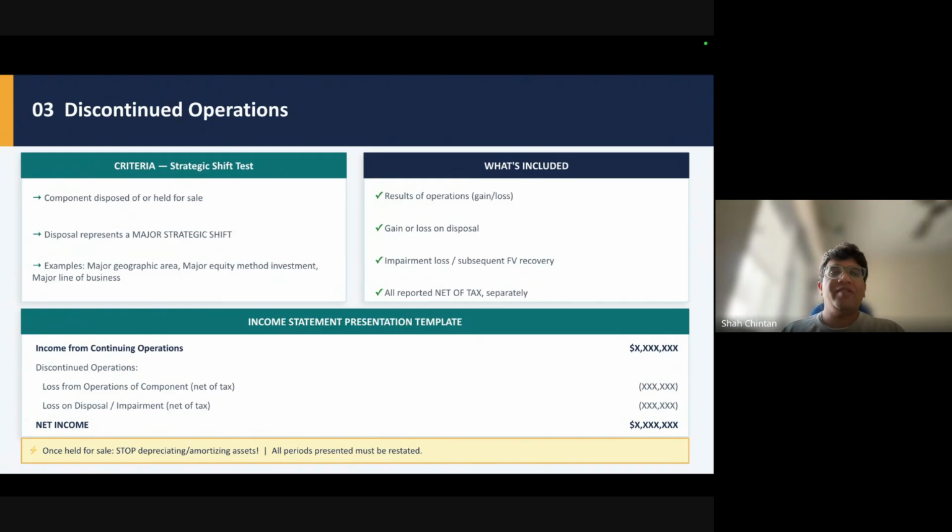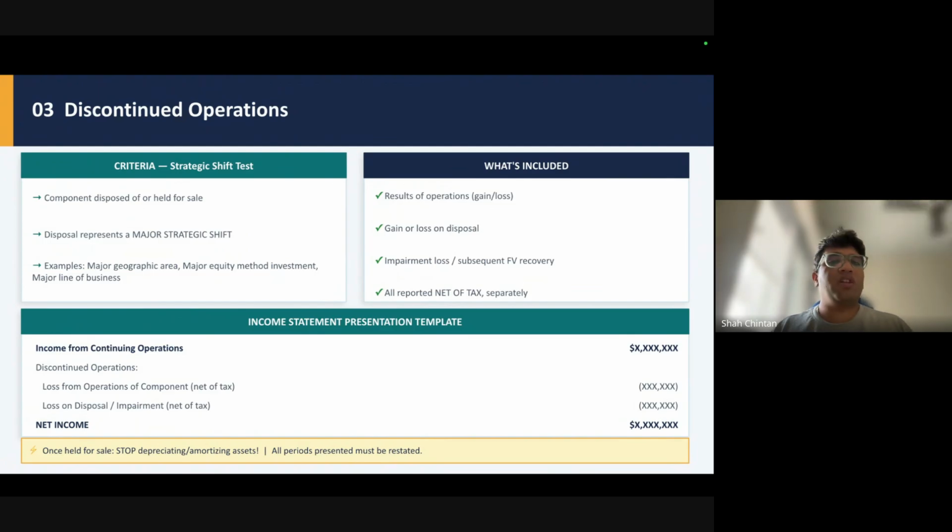तो आइडेंटिफाई सबसे पहले कैसे करना है व्हाट इज अ डिसकंटिन्यूइंग ऑपरेशन. So the criteria says there is a strategic shift in the business. So this is a broad word, a strategic shift. Strategic shift का मतलब होता है कि there is a component of your business which is either fully sold out, that is disposed of, or you have held for sale. It means you have taken a decision.